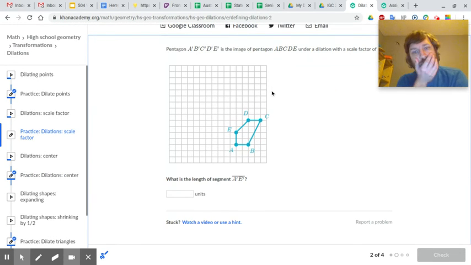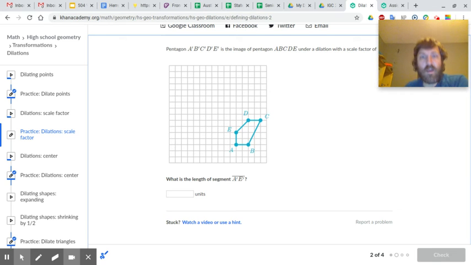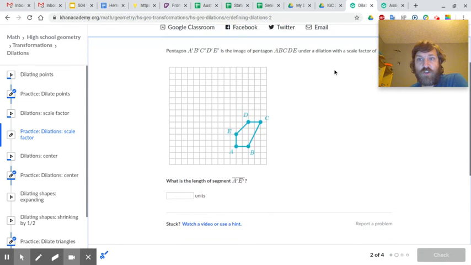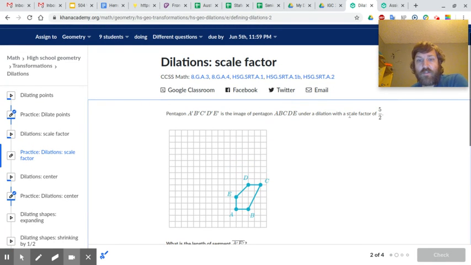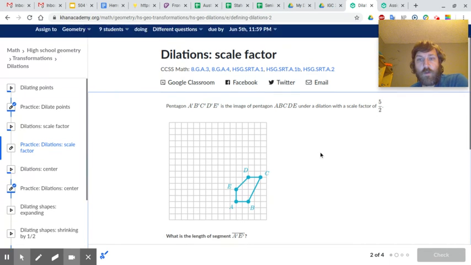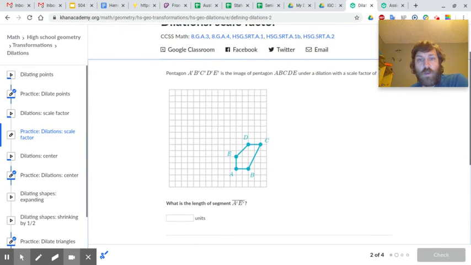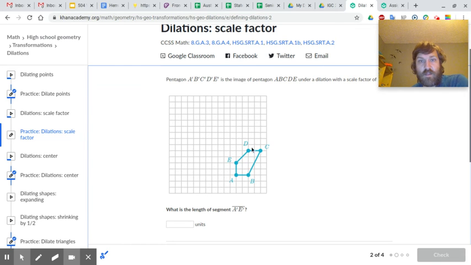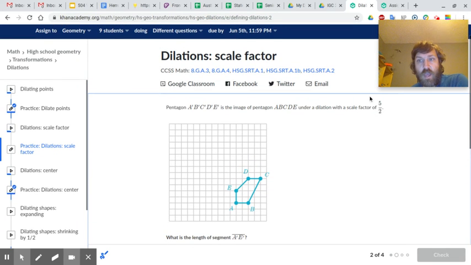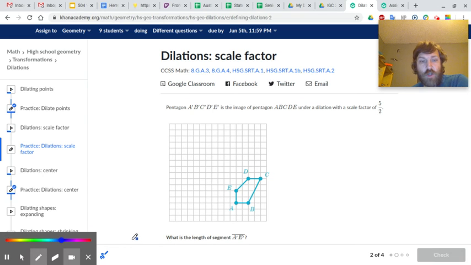All right. So it says we're going to make this dilation of this point, and it's going to be a scale factor of 5 over 2. And so what you have to understand is we are going to be taking the length of each part of this figure and multiplying it times 5 over 2. So let's see what we can do here. Let's just clear that off.